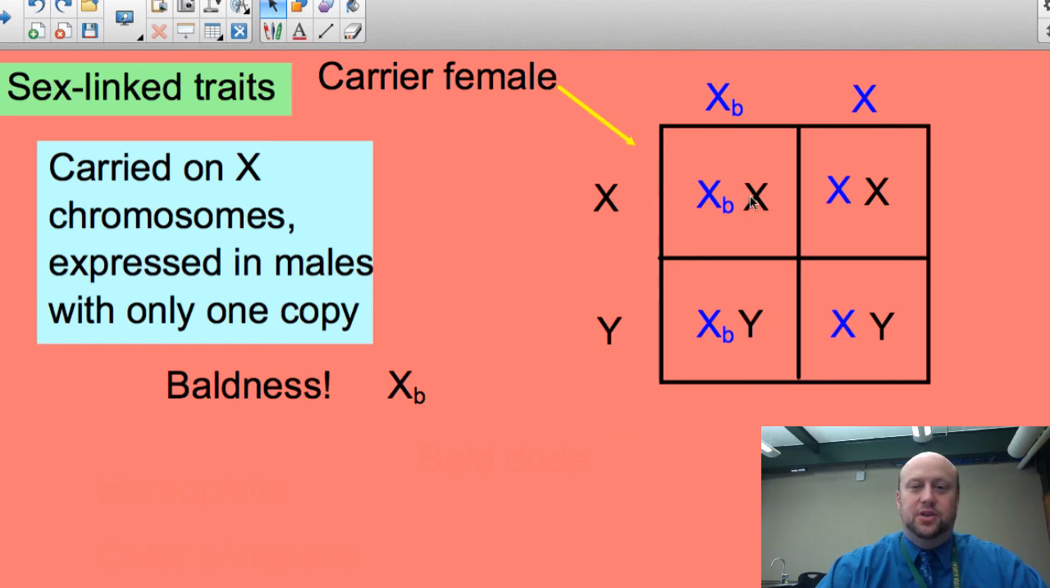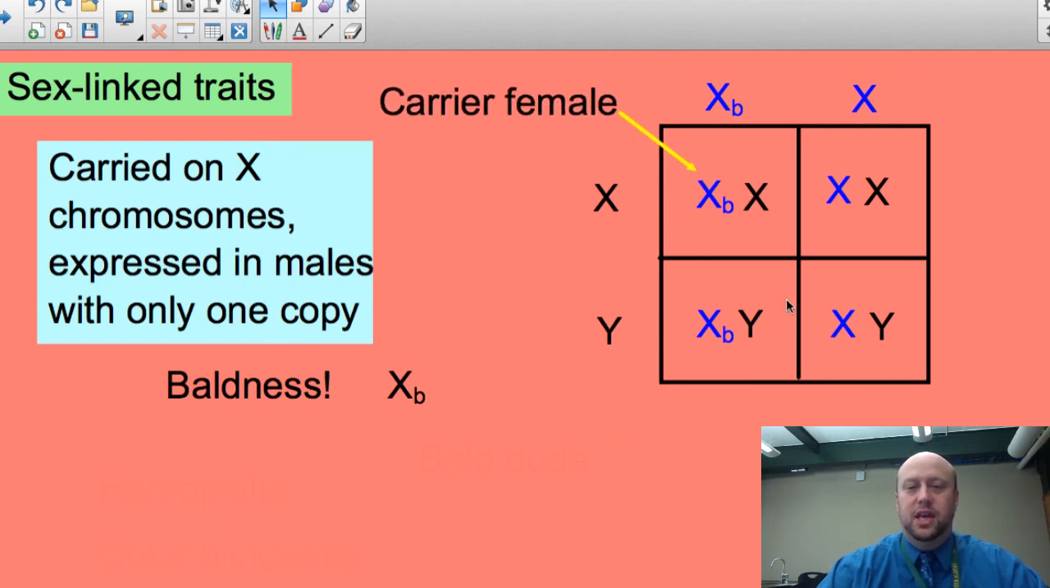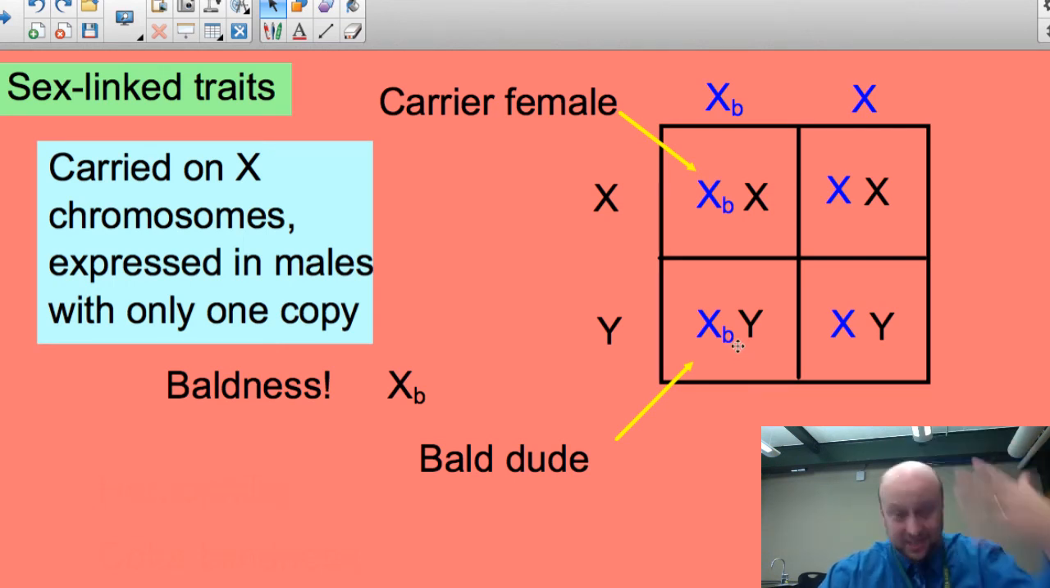So how this relates to sex-linked traits is by this. We do the cross, and what you see here is, percentage-wise, a 25% chance of being a carrier female, 25% chance of being a regular female, 25% chance of being a regular male, and then a 25% chance of being a bald dude, of being me. This is because the carrier female, in this case my mom, passed down an XB gene, and I happen to get that, and then the Y chromosome comes from my dad.